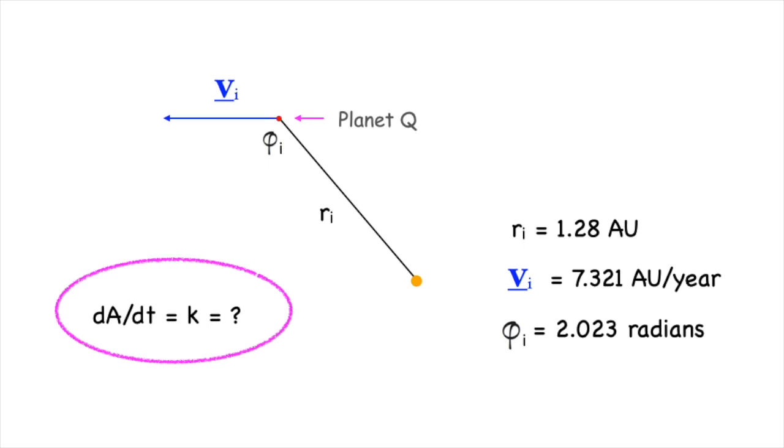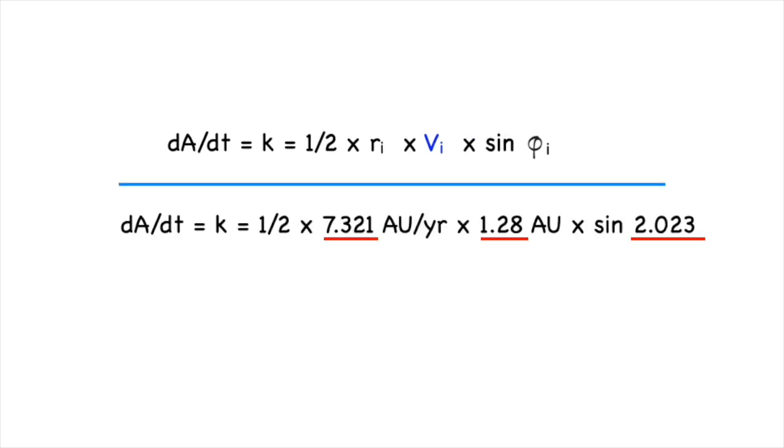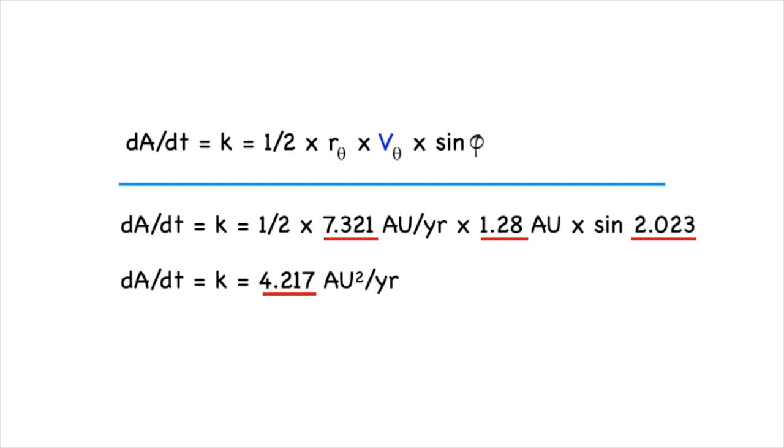The first thing we can do is find dA/dt, that is, the constant k for planet Q, from the information given. We can calculate it based on the three given initial conditions. Plugging in these numerical values, we get 4.217 astronomical units squared per year.